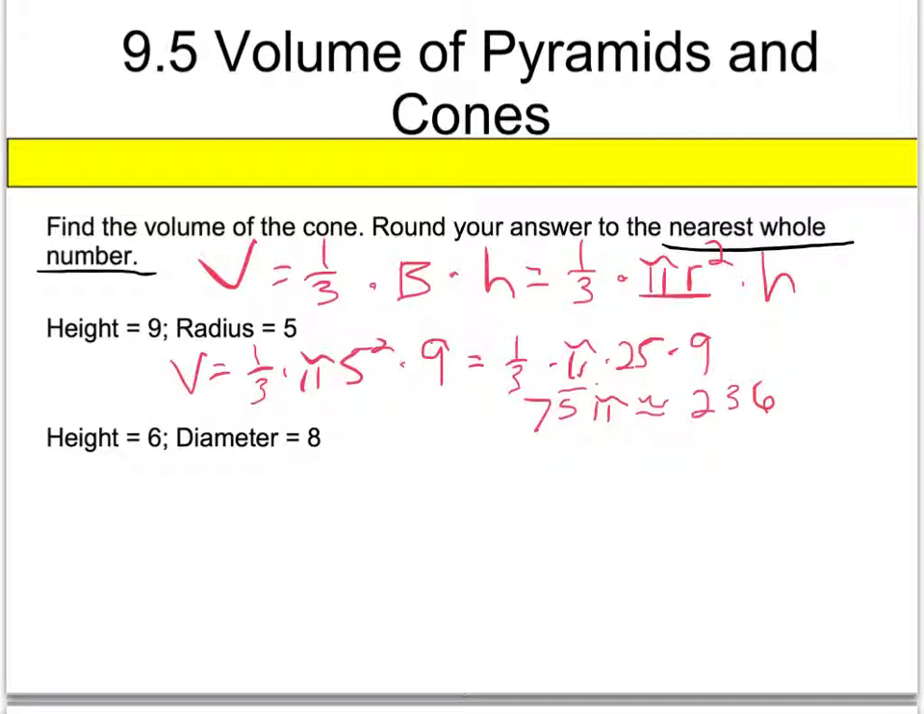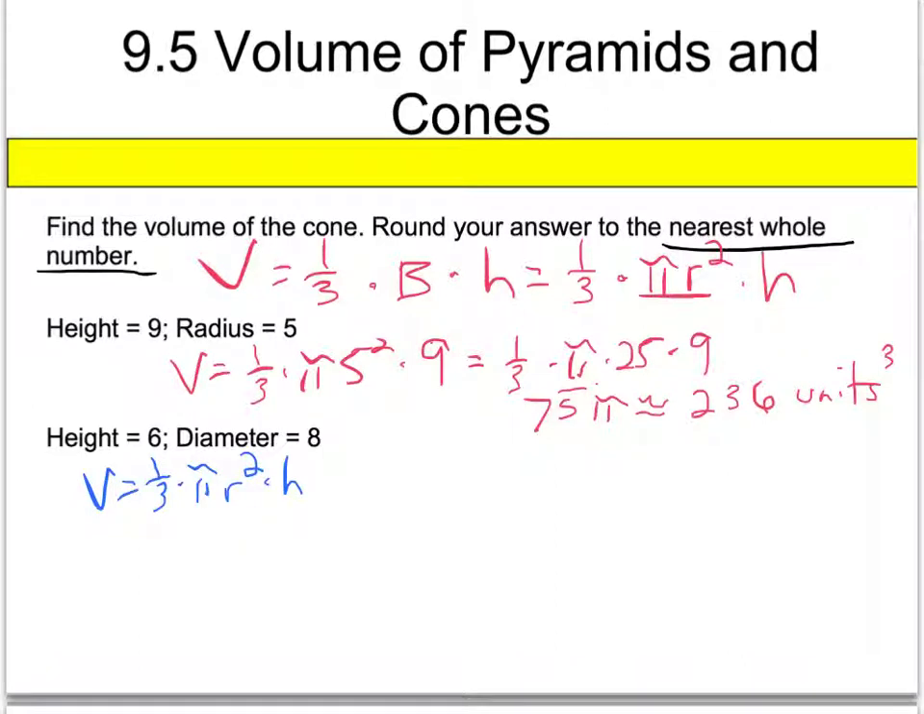Okay? If it doesn't give you any of those, your answer for your volume is going to be units cubed. Just write out the word unit and unit cubed. Alright, next one. We'll see if you're correct on this. Okay, again, we use the volume formula of 1/3 times pi times r squared times your height.